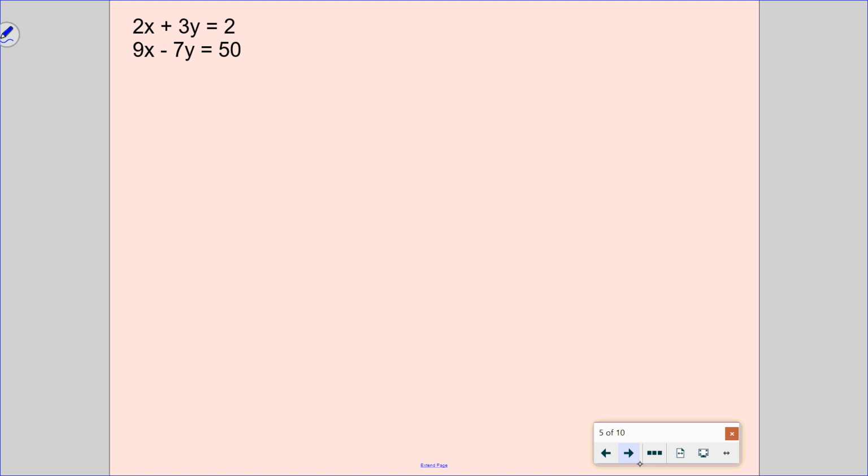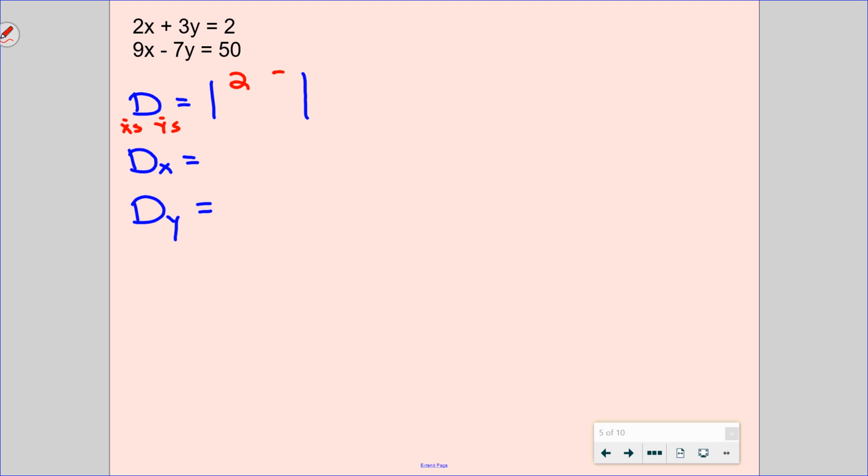So notice how we have a 2 by 2 matrix. We need to set up our determinant, our determinant with respect to x, and our determinant with respect to y. So the very first one that we want to do is just our regular determinant. This has the x's in there and our y's. Those are the numbers that we're trying to figure out here.